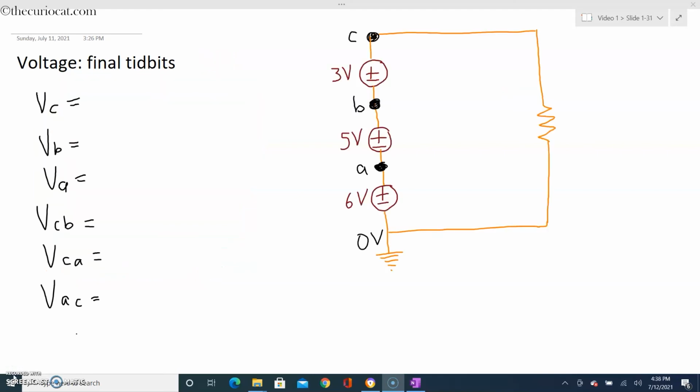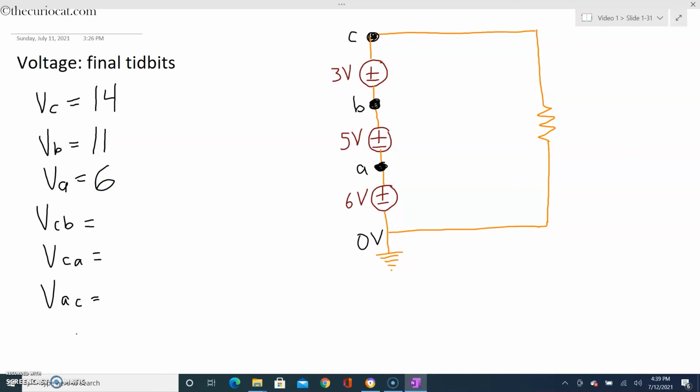Here, we can look at what happens when you have multiple batteries. What is the voltage at point C? Well, voltage is a difference of 2 points. So when someone says voltage at point C, they mean voltage at point C relative to the ground. So in this example, it would be 3 plus 5 plus 6, or 14 volts. Whereas the voltage at point B is B to ground. So it is 11 volts. And for point A, it is 6 volts.